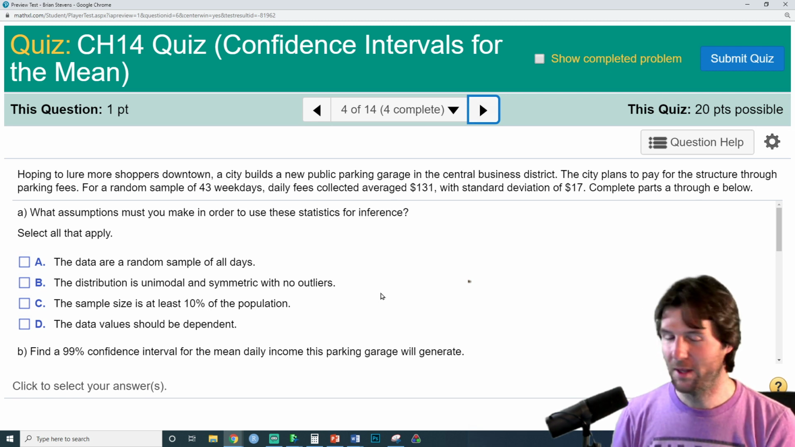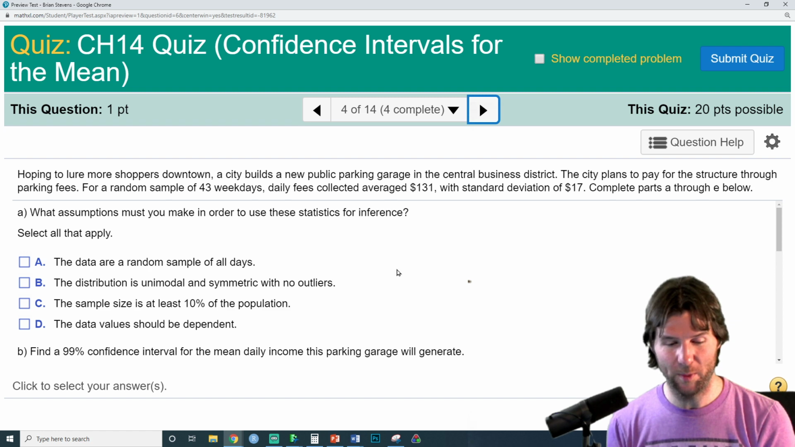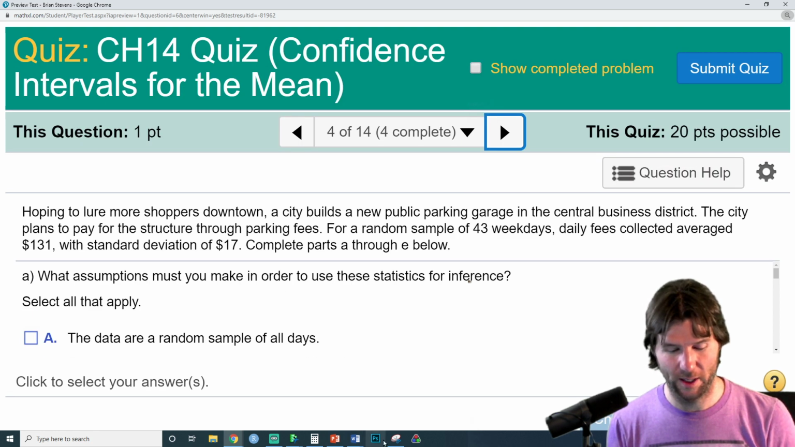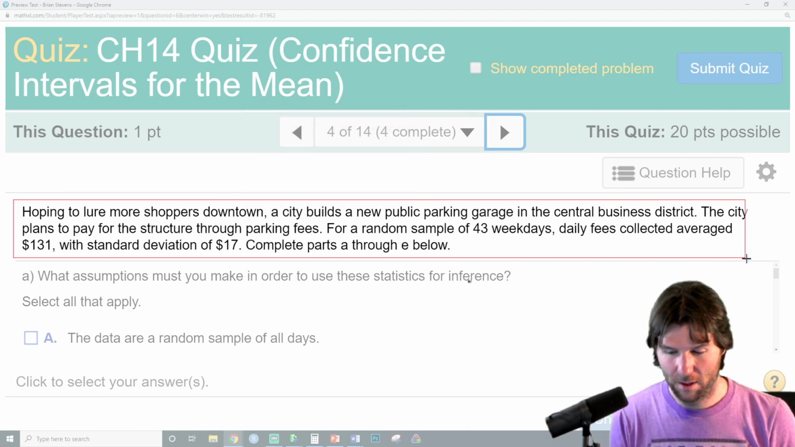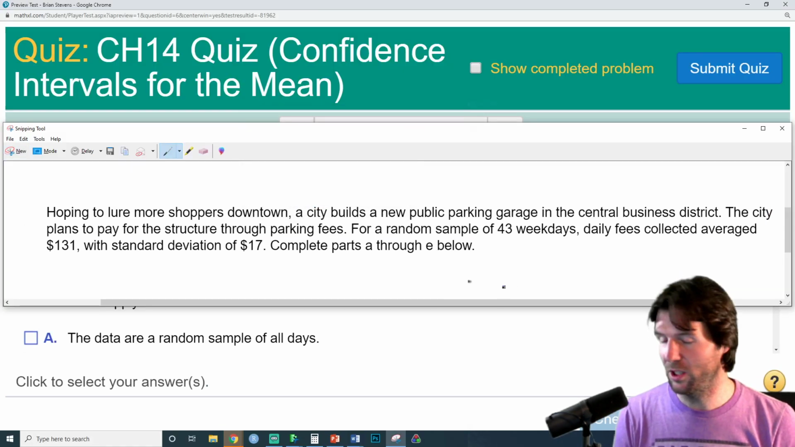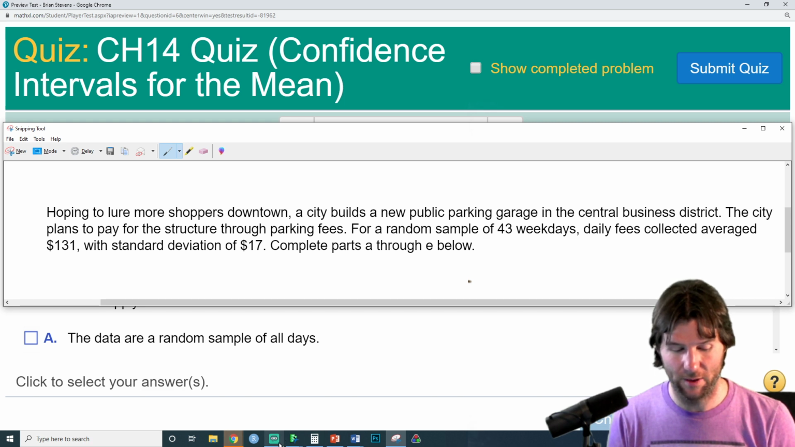We'll get it right. So we've got here that they're trying to lure people. I'm going to do a few of these quickly right here before my brain just melts. So once again, what do we do in these questions? We take our notation down.